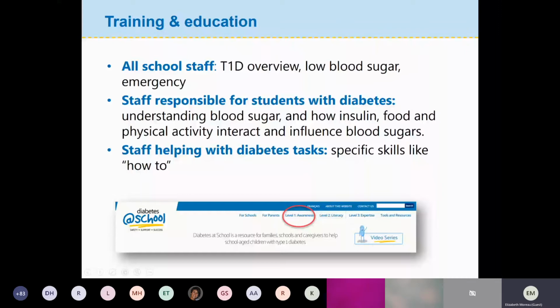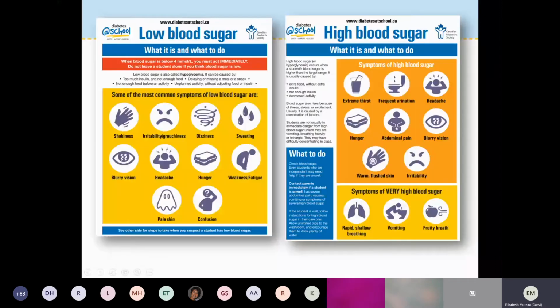You've got awareness, literacy, and expertise, and each one builds on the other depending on what someone is doing. So if someone is overseeing insulin administration, they need more information than someone who's not having much contact with your child. These are 2 other key documents that are available on the site. They're little poster formats that you can print out.